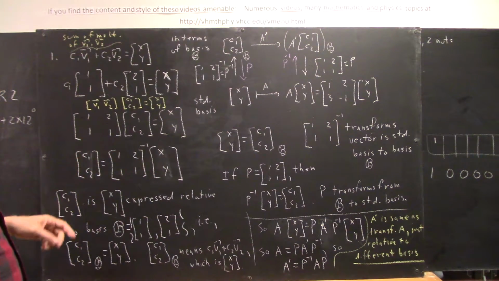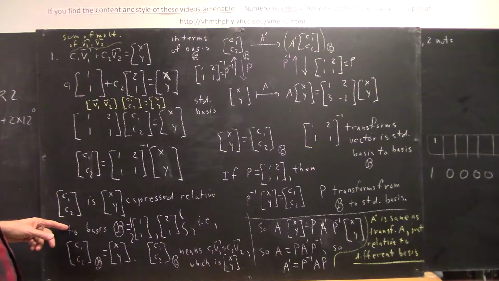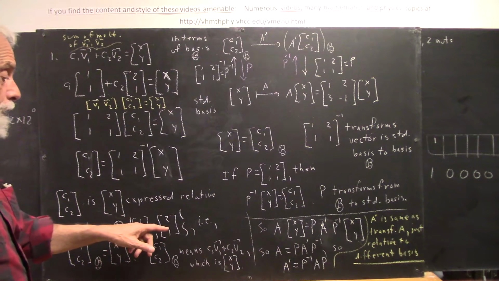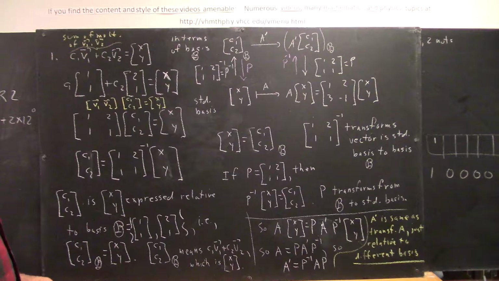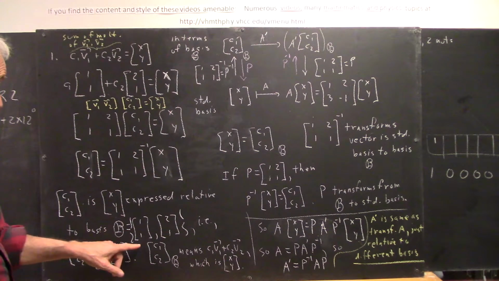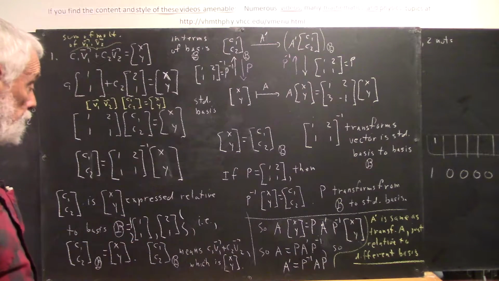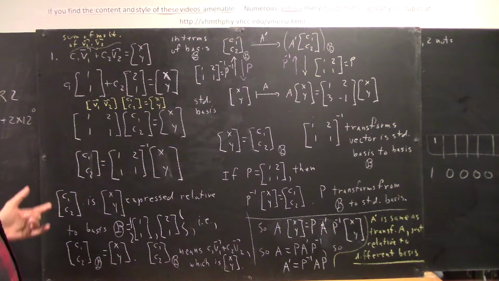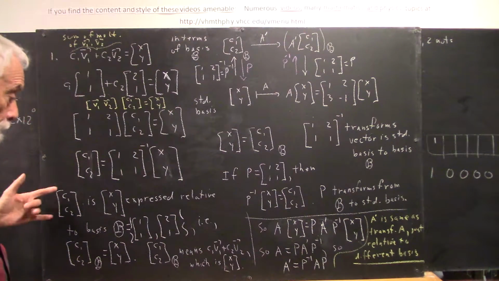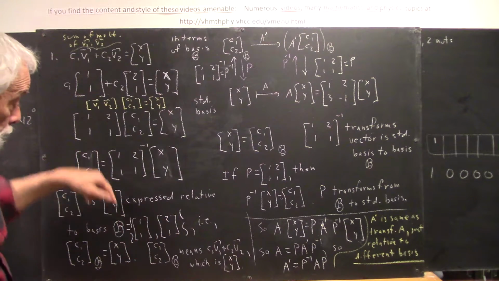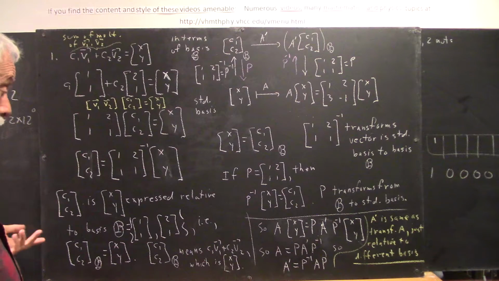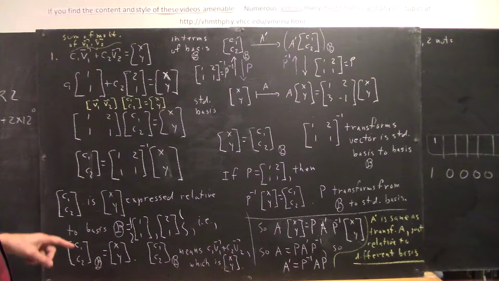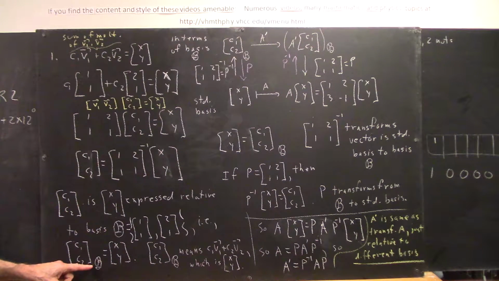Okay, so we have this. Now this says that c1, c2 is the vector xy expressed relative to the basis B equals 1, 1, 2, 1. What do we mean by that? It means that you do c1 times the first vector in the basis plus c2 times the second vector in the basis, and you get your xy. That's c1 and c2 are the scalars that multiply the first and second vector in the basis to give you xy. And in that sense, we can say that c1, c2 is the expression of the vector xy relative to the basis B.